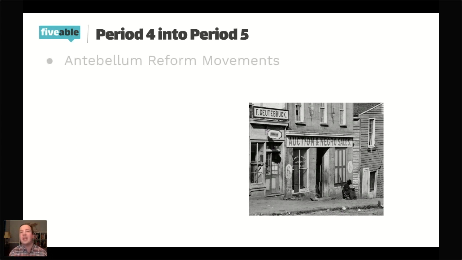So first thing is the Antebellum reform movements. Remember, during Period 4, we had the Second Great Awakening happen. We had this idea of personal perfectionism moving into an idea of social perfectionism. And so not only can we make ourselves better through religion in America, but also Americans begin to think that they can make society better, and they're religiously motivated. Now, there's a whole bunch of antebellum reform movements that you're probably aware of, but some of the most important, at least for Period 5, is going to be the Abolitionist Movement, right?